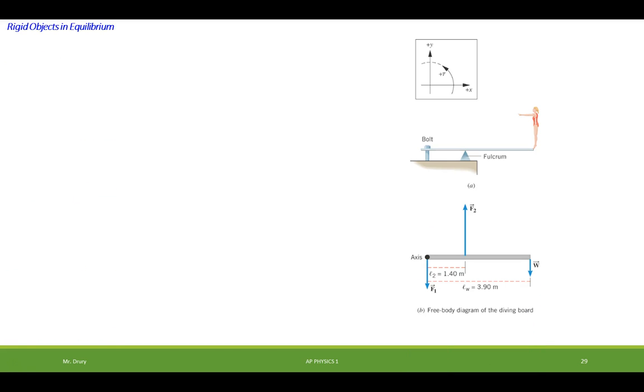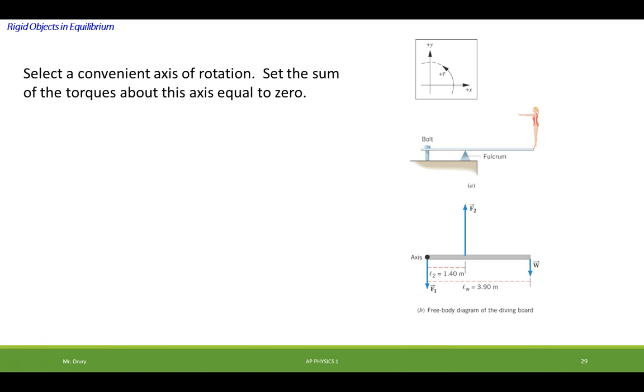So now I'm going to have to use the torque equation. So we're going to select a convenient axis of rotation and set the sum of the torques about this axis equal to zero. You want to pick a point that eliminates one of the unknowns. So if we pick this point here, it will eliminate this force, which we don't know. Then we'd only have one unknown.